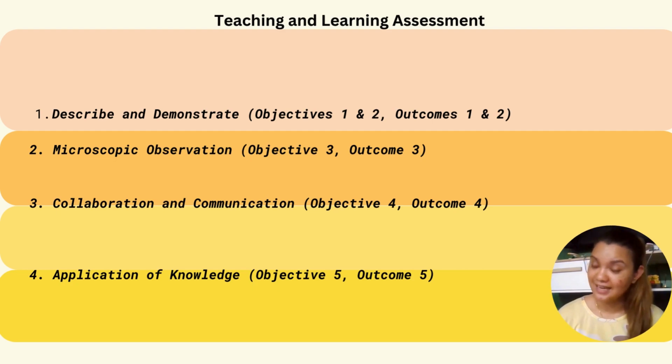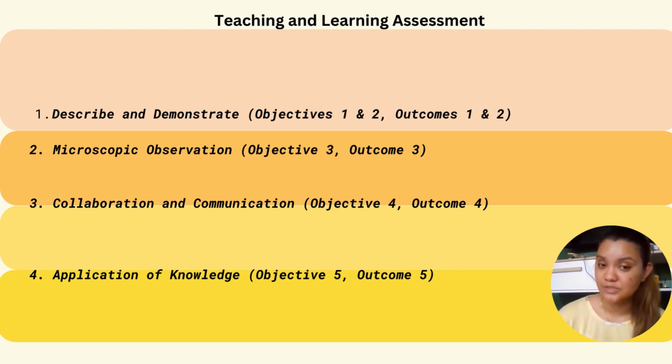So next, let's see the teaching and learning assessment. The first point will be describe and demonstrate, which is under objectives 1 and 2. So we have 2 points under this. The first one will be informal questioning. It poses questions throughout the lesson to assess student comprehension, and to encourage students to participate actively during the lesson.